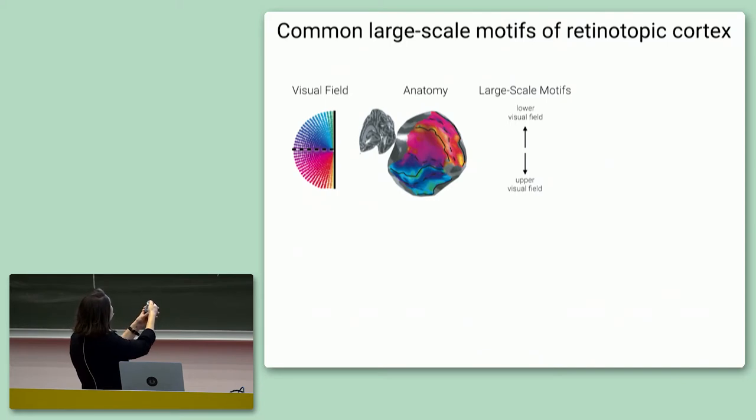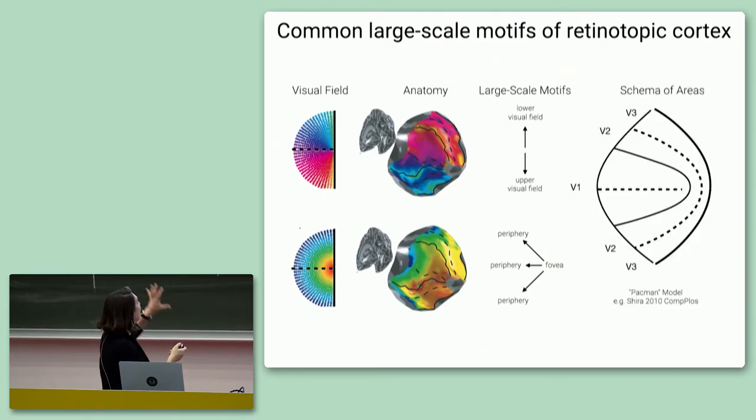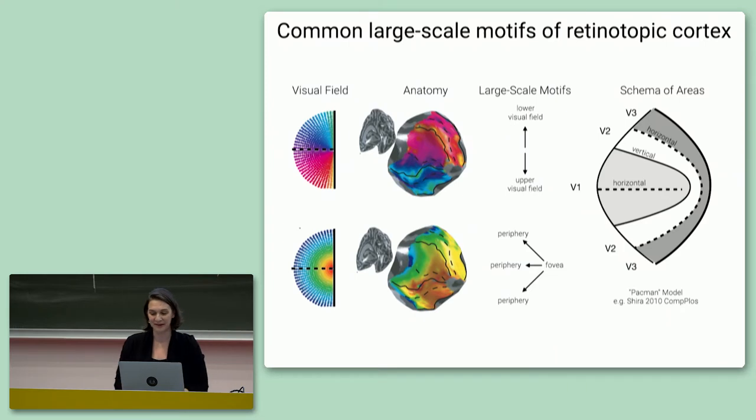So you can see there's a lower visual field and an upper visual field. That's a major division. There's the fovea to periphery organization that I've talked about. And actually, this is often schematized like so, where you look at how you map from the vertical to horizontal meridian. So the horizontal meridian is always here, and then it goes vertical, horizontal, vertical. So the visual field kind of has these mirrored alternations. And we actually define the areas by looking for those alternations. So this is like the Pac-Man model.